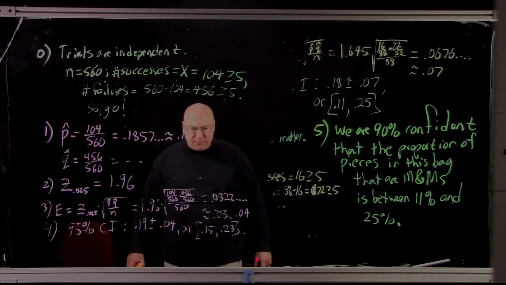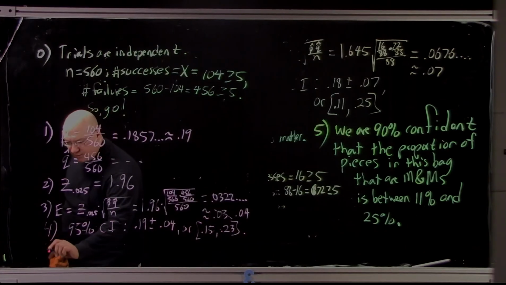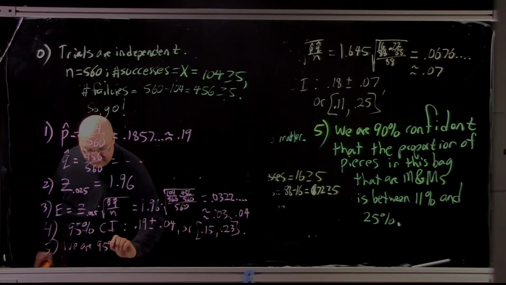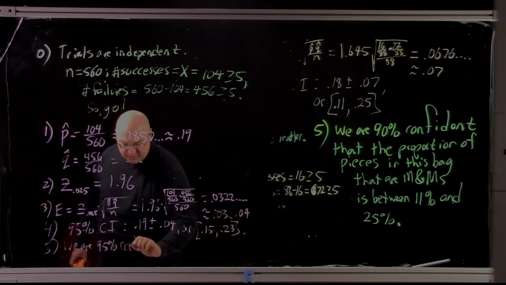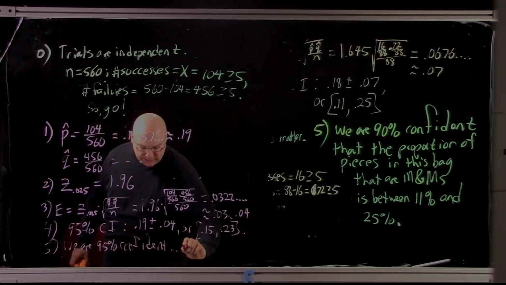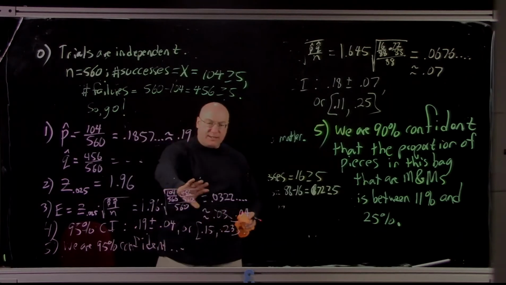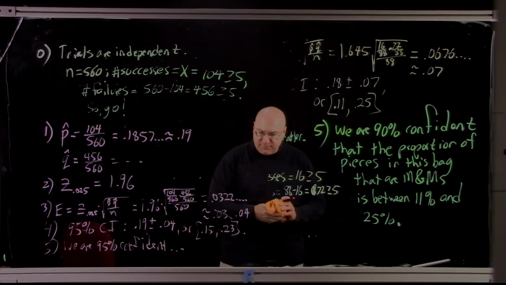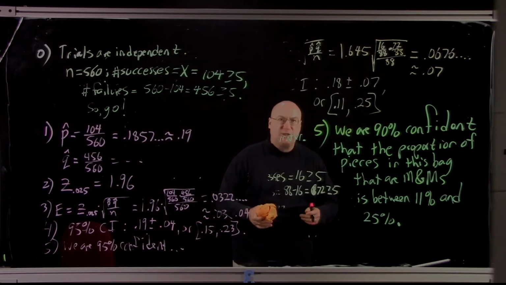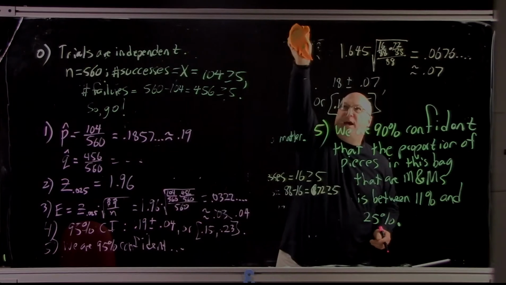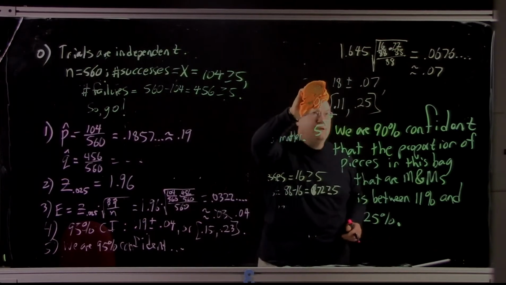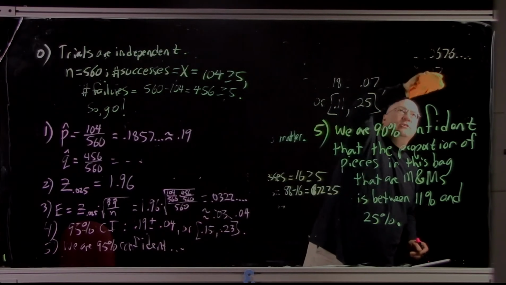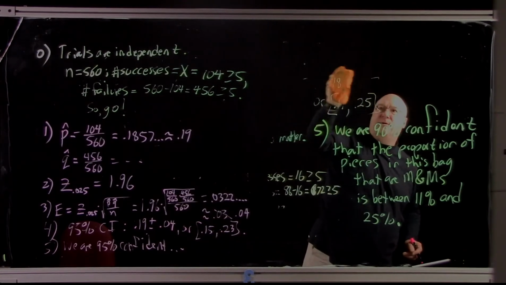So what is our final conclusion? I'm not going to write it. We are 95% confident. Write it in the context of this problem. So the answer isn't just, we're 95% sure that P hat is between 0.15 and 0.23. Say what it is in terms of what we're actually trying to do in the problem. Okay.